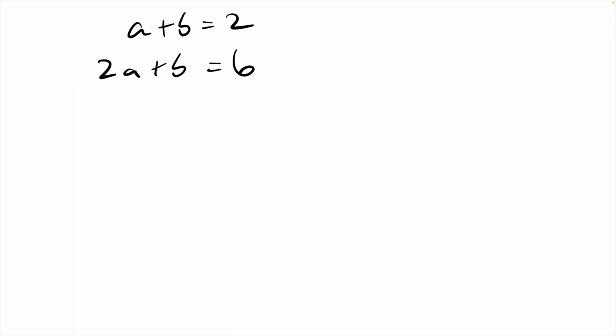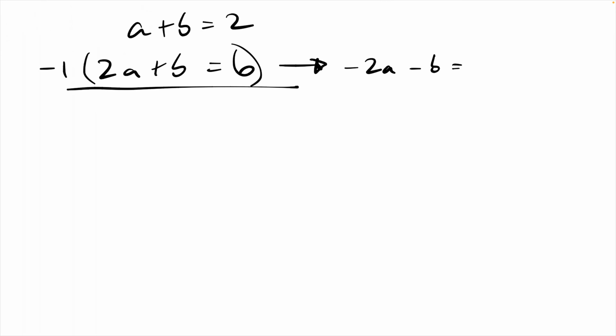So eliminate. Eliminate means something goes away, right? What goes away? Well, a or b has to go away. Why is b easier to make go away? What would I do to make b go away? Subtract them. Well, in order to subtract them, I have to change one of them to negative. It doesn't matter if you do the top or the bottom. So let's make the bottom negative. I have to do it to everything because it's an equation. I can't just do something to one side. So the new one would be -2a minus b equals -6. The top one doesn't need to change at all.